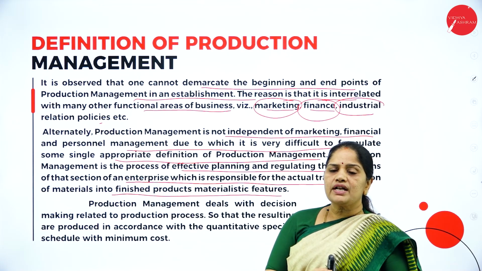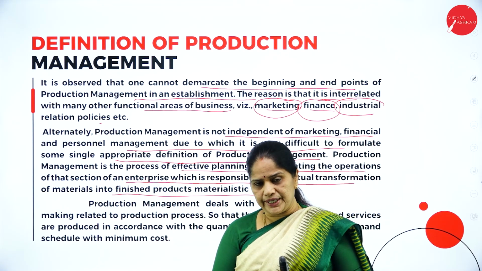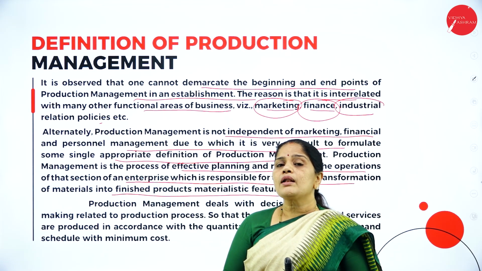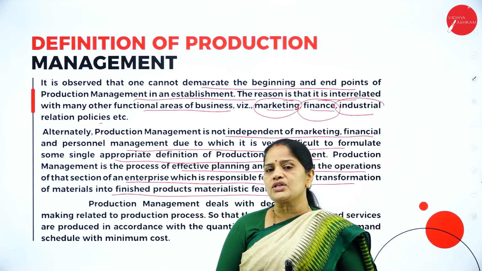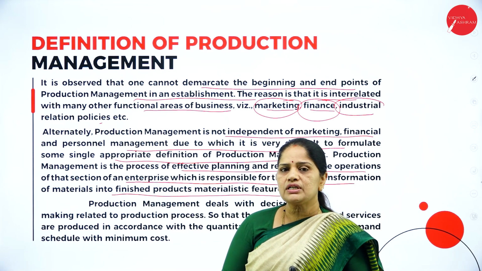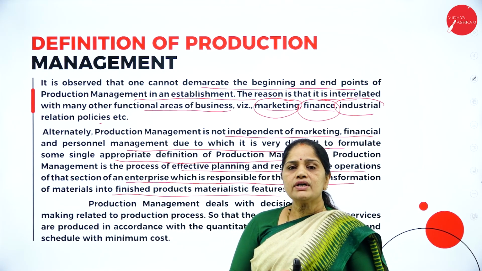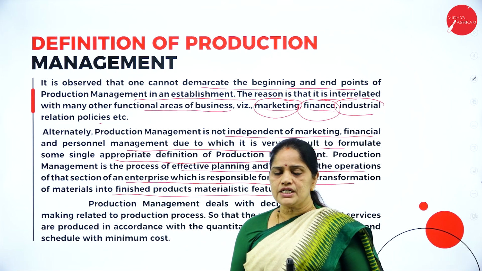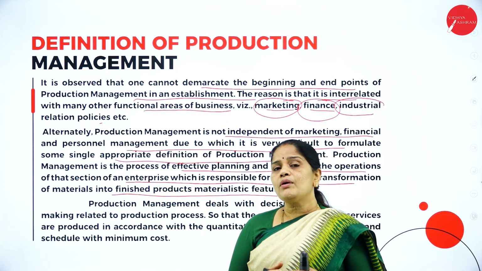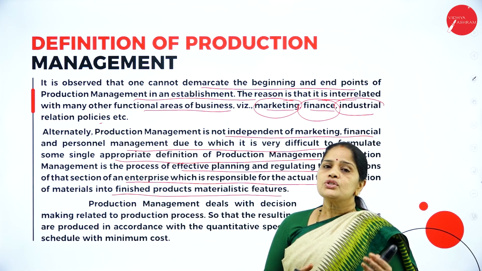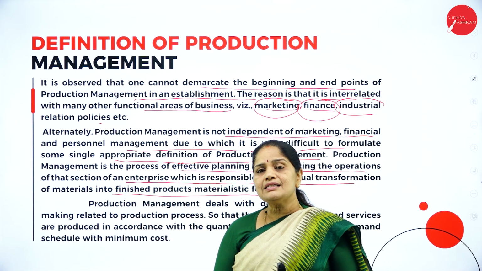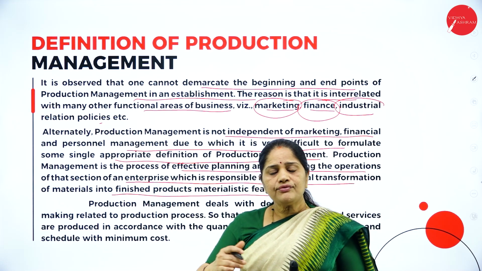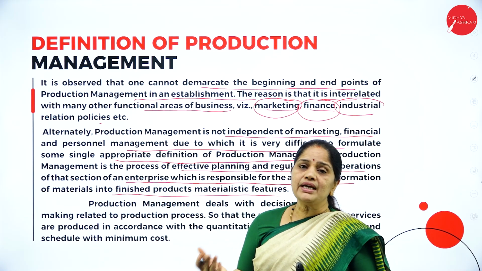Whatever finished products we are manufacturing, it is all because of the production function. The production function mainly involves the conversion of raw materials into finished products. Whatever raw materials are available, you make use of them and give them a form utility so that they can be utilized.